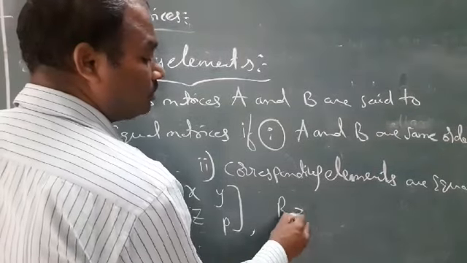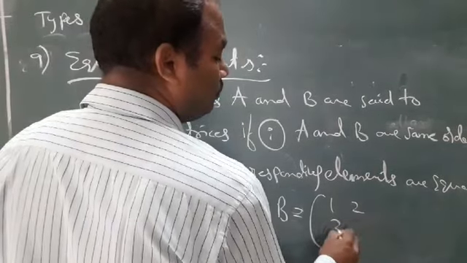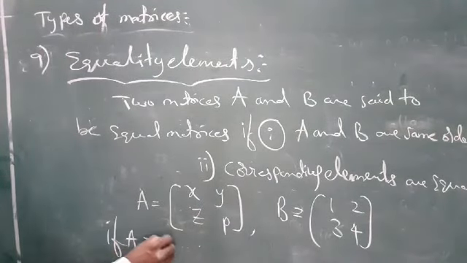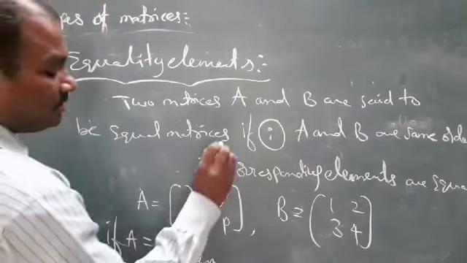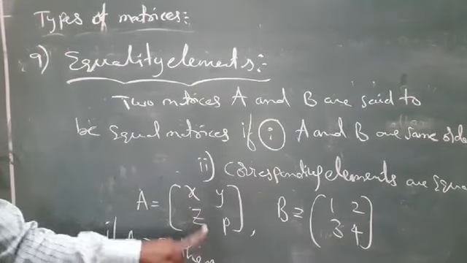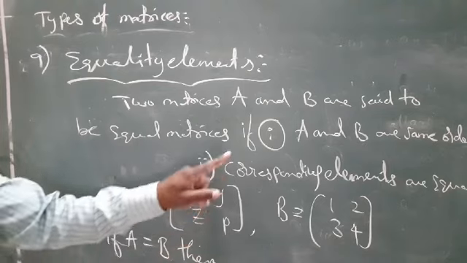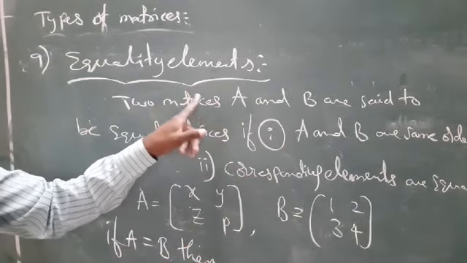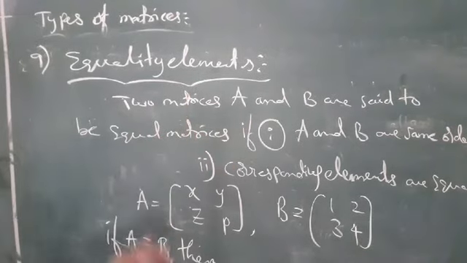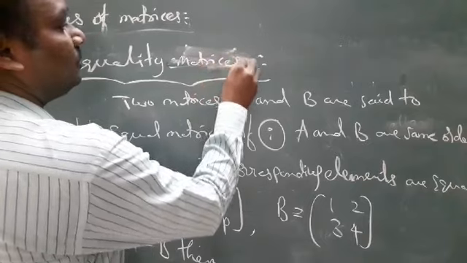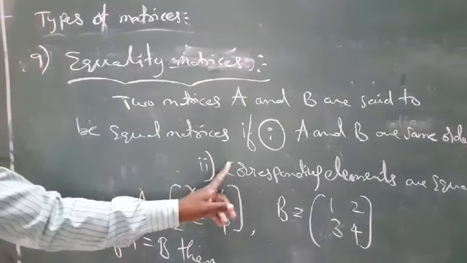B is equal to 1, 2, 3, 4. If A is equal to B, then what is the answer? X. First of all, what we have observed, what is the definition of equal matrices? Equal matrices का definition क्या है?